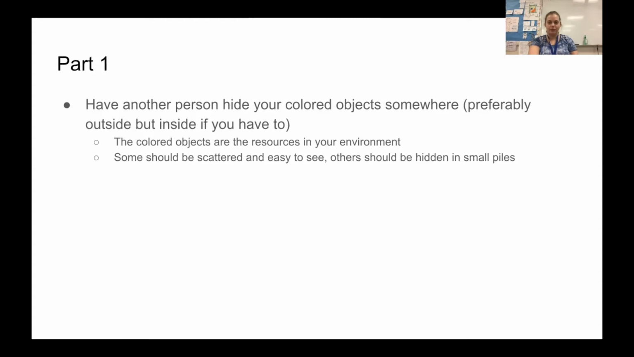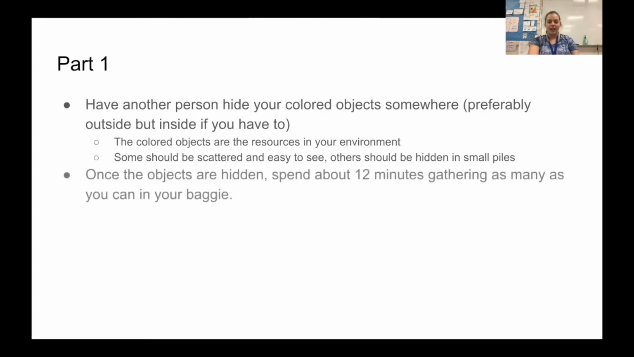Okay, so hopefully that other person is now back and the objects are hidden. So now I want you to go outside or wherever the objects are hidden, spend about 12 minutes getting as many of those as you can and putting them into your baggie. You're going to gather as many resources as possible. So use your timer. When it goes off after 12 minutes, come back. So pause the video, go find your stuff, and then come back to me.